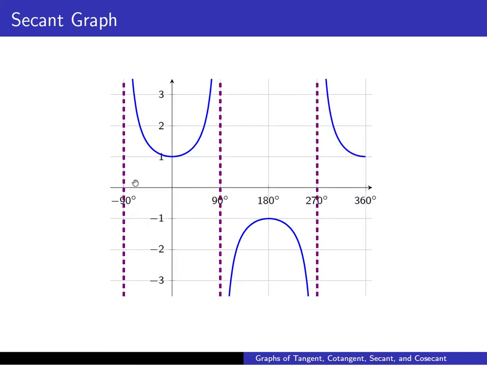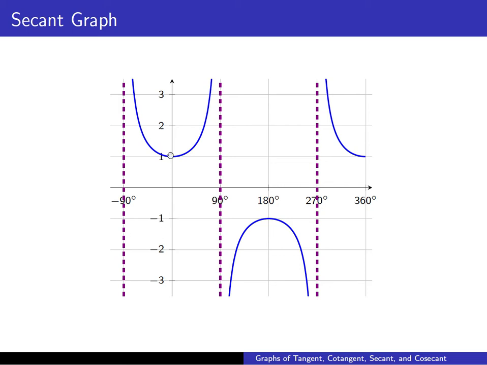Looking at the secant graph, much like with tangent, we have vertical asymptotes at odd multiples of 90 degrees or odd multiples of pi over 2 radians. So 90 degrees, then 3 times that, 270, another 3 times that, 450. We'd have another vertical asymptote. 90 times negative 1 would be negative 90, and then 90 times negative 3, we'd have another one at negative 270, and you get the idea.